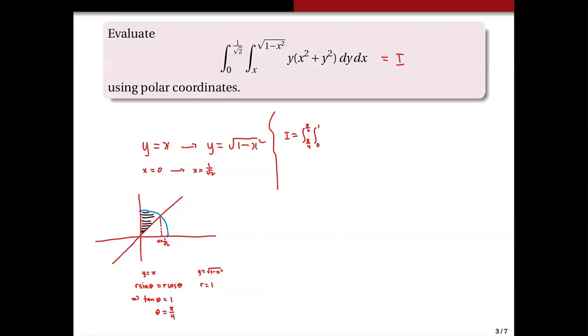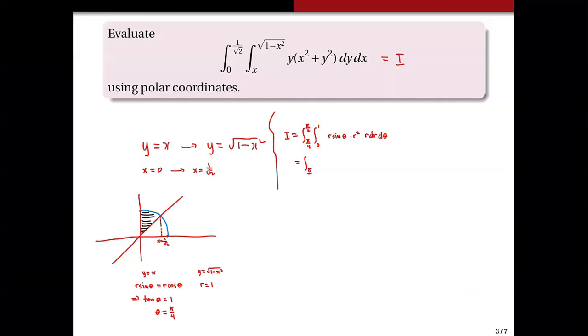And now we put the integrand. So y, that's your r sine theta. And of course, this guy here, x squared plus y squared, that's equal to r squared. And then dy dx converts to r dr d theta. So take note, dr d theta, because here the r is innermost and the outermost is in terms of theta. So anyway, let's solve this.